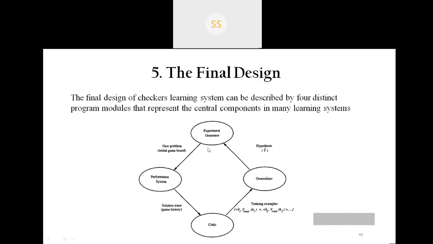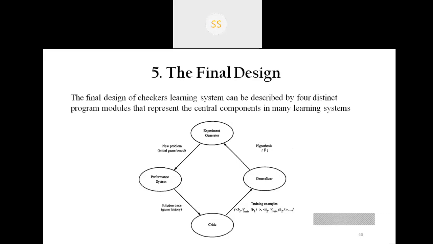The first one is the experiment generator. So you have the new problem, the initial game board, the performance system, and the solution trace, just by using the history. And if there is any problem with the system, what you can do is just update the values of the training values. Then the generalizer: finally, what you do is you form a hypothesis, in the sense you're just changing the error rate. You just try to change the weights in such a way that you are going to reduce the errors.